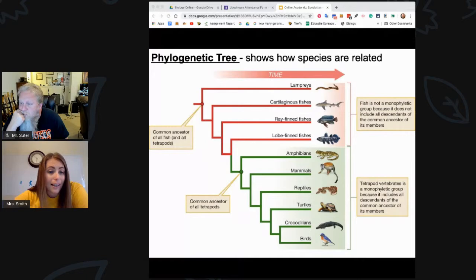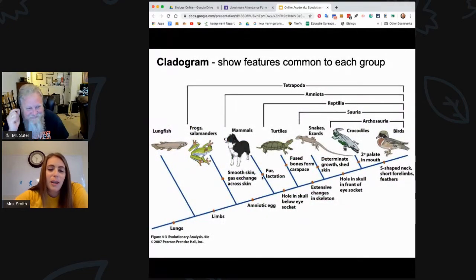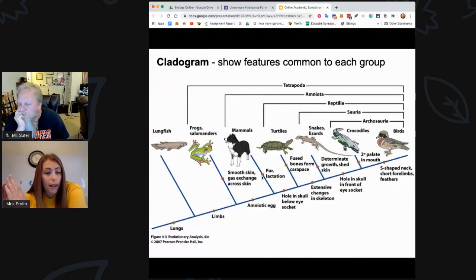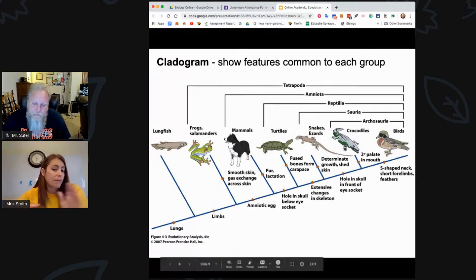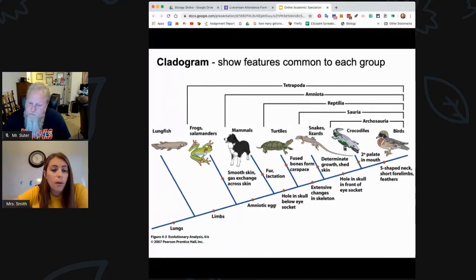The other type is known as a cladogram. It typically shows features that are common to each group, but the lines don't have to be different lengths. It doesn't necessarily mean the same amount of time passed between, say, a frog, a mammal and a turtle. It doesn't go in time order; it shows features common to each group. Phylogenetic trees show common ancestry and time, while cladograms show common features. Because science is constantly changing and we sometimes move where we place things, we use both.